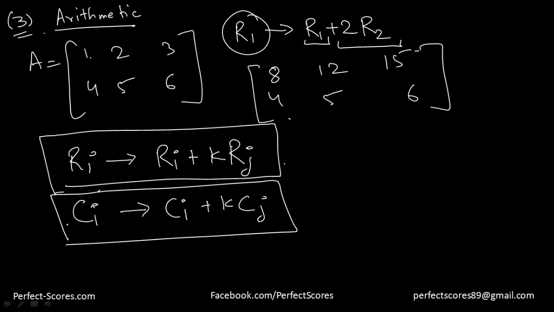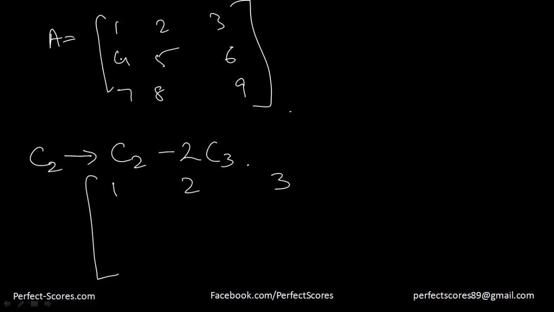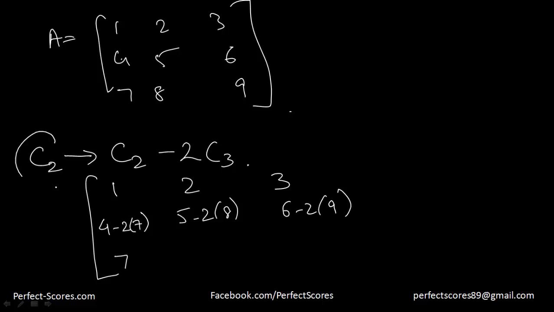So let's suppose I want to talk about an example. Let's suppose I have this matrix that is 1, 2, 3, 4, 5, 6, 7, 8, 9. And I say I'm changing the second column as column 2 minus 2 times the third column. So what is the result that I'm going to get? It's equal to, this is 4, so this is 4 minus 2 times 7. This is 5 minus 2 times 8. This is 6 minus 2 times 9. And we're changing only the second column and not changing the third column at all.